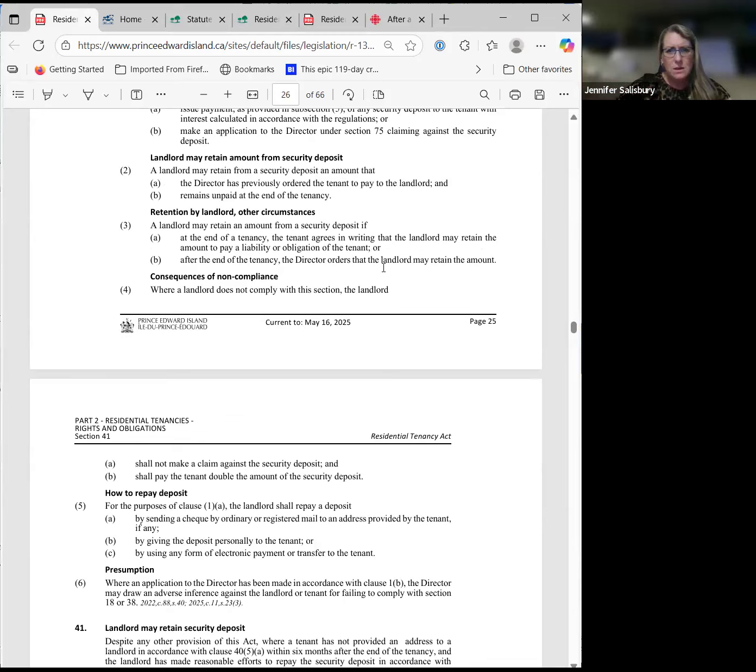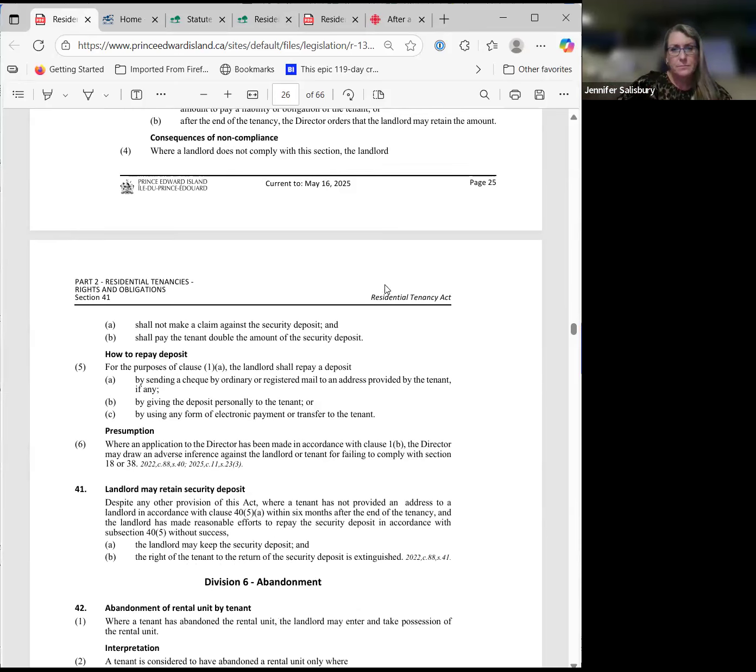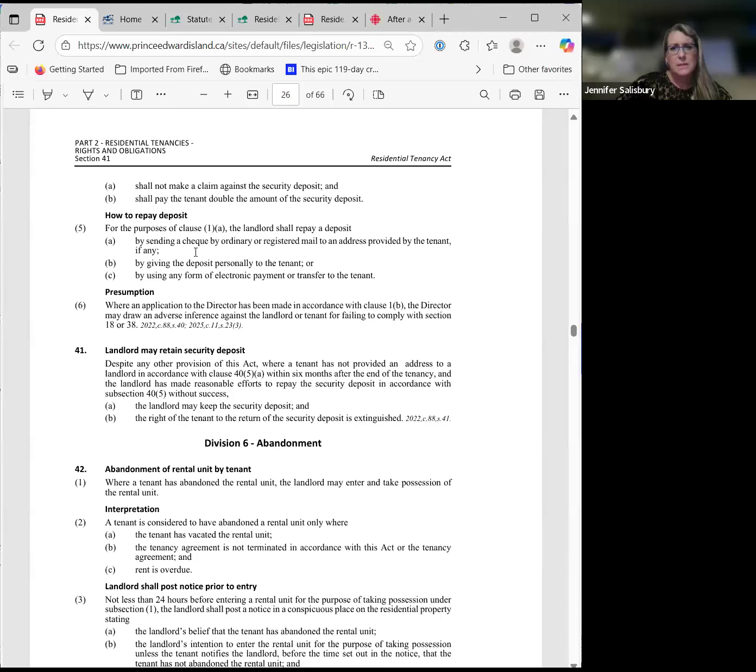Okay, consequences of non-compliance. When a landlord does not comply with this section, the landlord shall not make a claim against the security deposit, and the landlord shall pay the tenant double the amount of the security deposit. Fun.